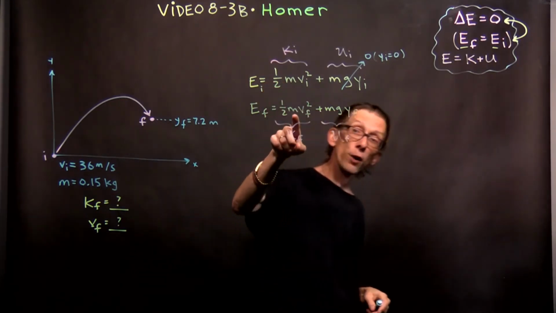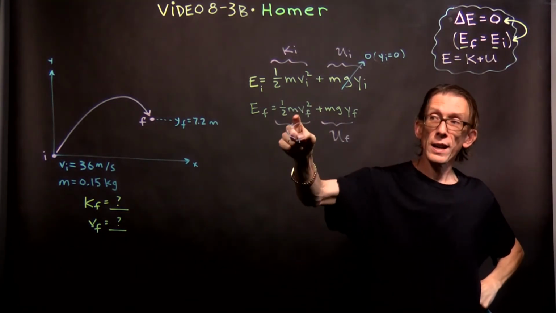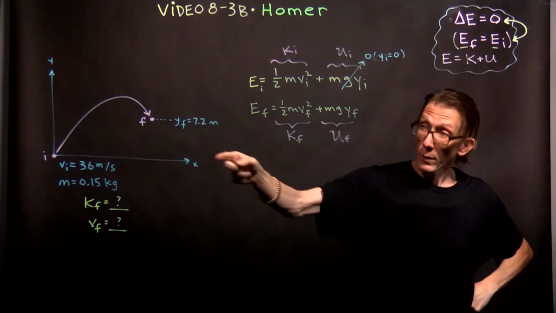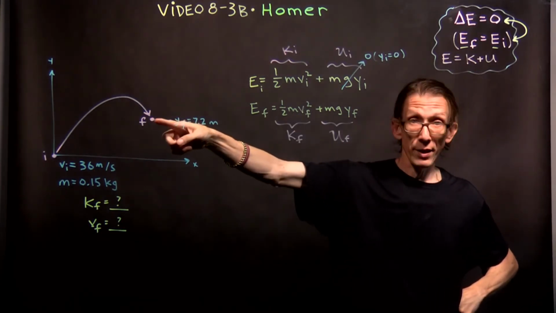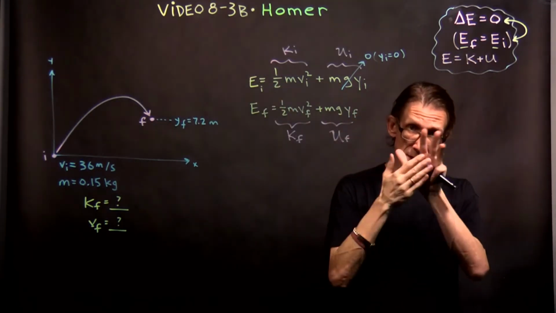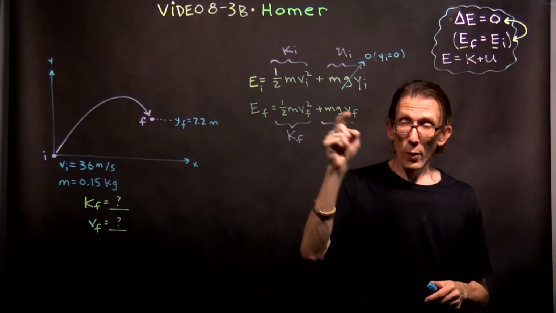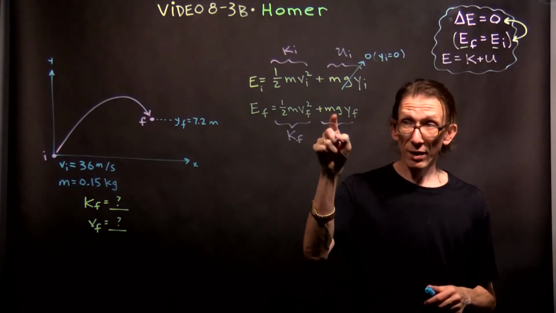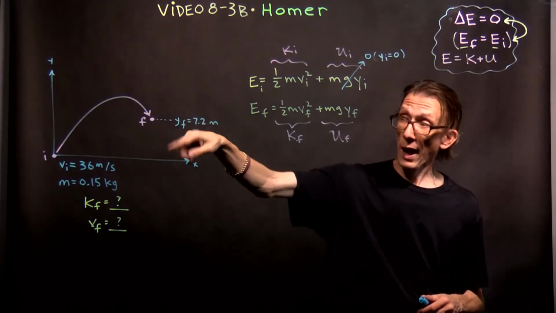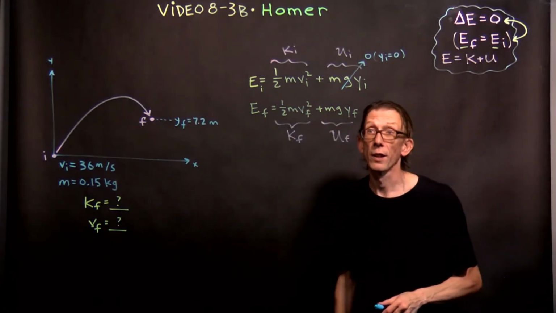Now let's look at the final kinetic and potential energies, the final ones. Is the final kinetic energy 0? No. When the guy catches it out there in the stands, it's moving when it hits his mitt, so it's got some final kinetic energy. Also, it has some final potential energy as well, because it's at a height of 7.2 meters.